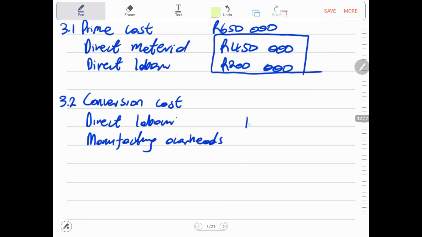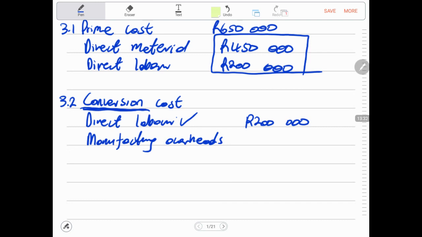Now our direct labor is an amount of 200,000 rands. Remember, the word says conversion, meaning these are the costs that we incur to convert material into becoming a product. Because material must be converted, or processed, in order for it to become a product. So conversion costs are the costs that we incur to convert or to process that material to become a finished product. Obviously we will need employees who are called direct laborers to process or to convert that material to become a product.